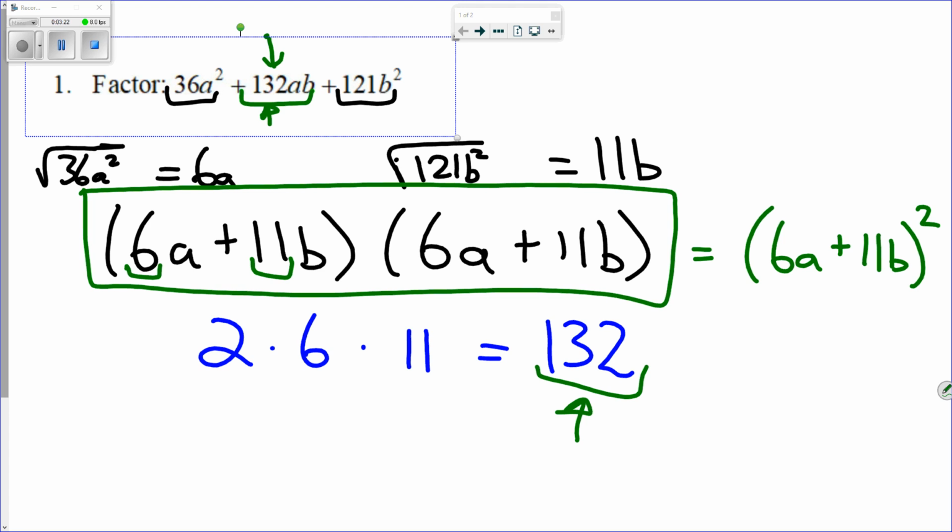Because like I said earlier, if you tried to do this one via decomposition, you would get some ridiculously large numbers, and they'd have to add up to 132, they'd have to multiply to whatever 36 times 121 is, and that's too much. So when you're looking at topic 8 and questions from topic 8, this is something that you can definitely consider.